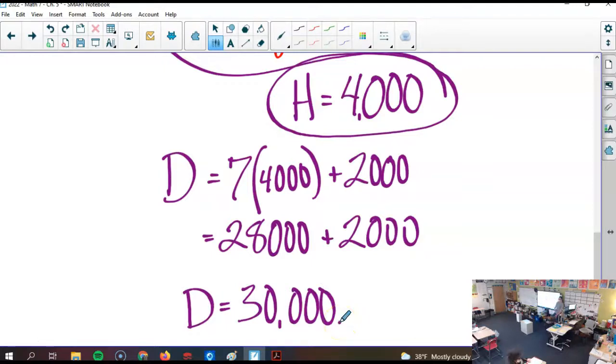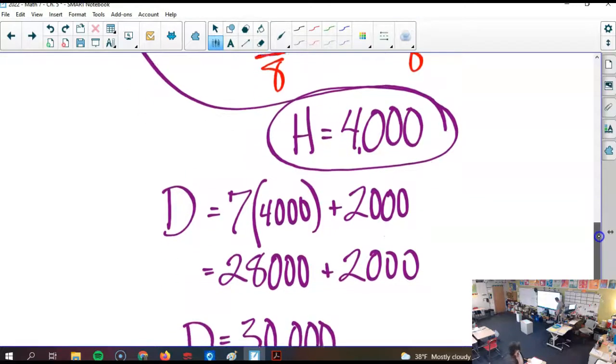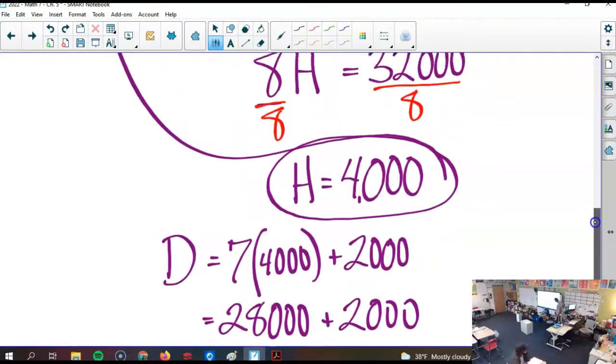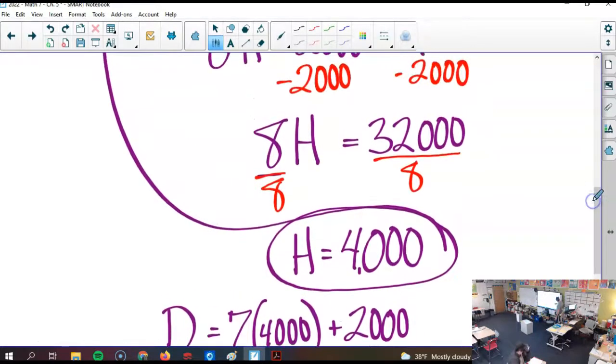Questions? Lucas. When you were doing 8H equals 32,000, you can think of 32 divided by 8 and bring the zeros. Yep, 32 divided by 8, then bring the zeros.